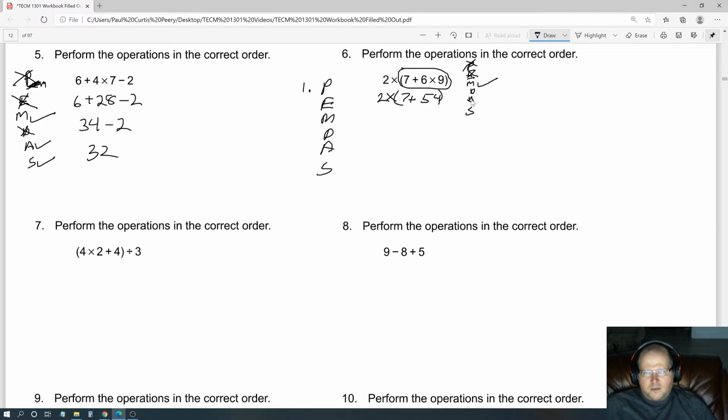Okay. Is there any division? No. Is there any addition within the parenthesis? Yes. 7 plus 54 is 61. All right. Do we have any subtraction? No. Is there anything else to do with simplifying within the parentheses? No. Okay, let's go back outside to exponents. No. What about multiplication or division? There is multiplication. So multiplication. 2 times 61 is 122. All right, 122. And there's no addition, no subtraction, so we're done.